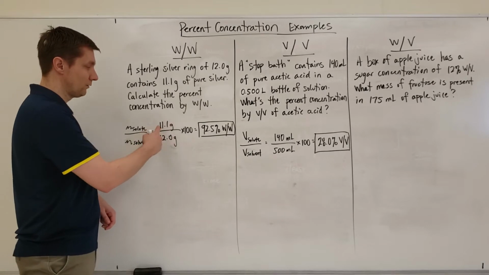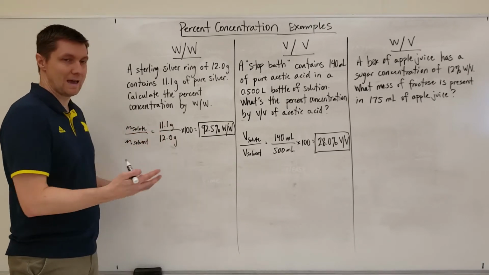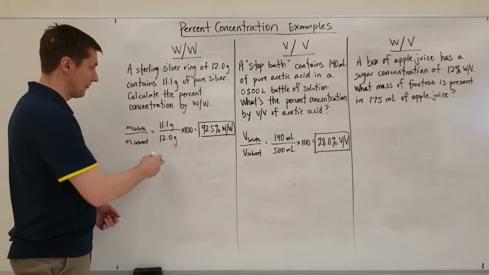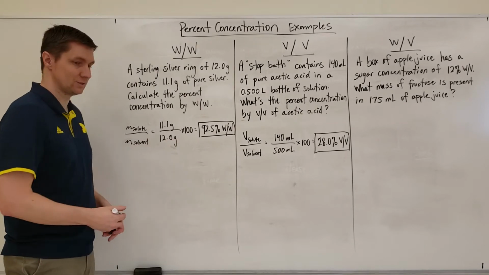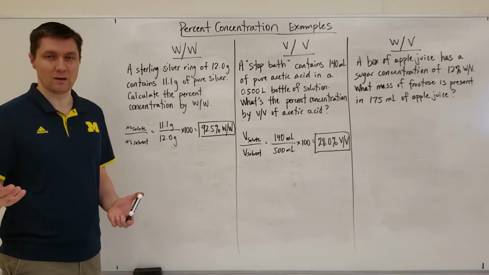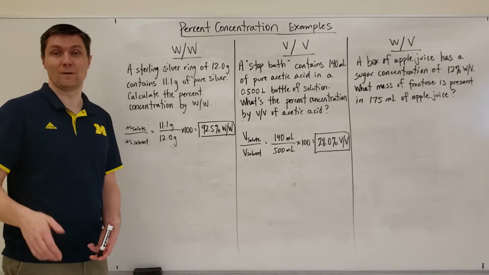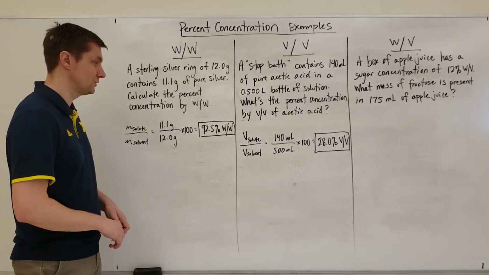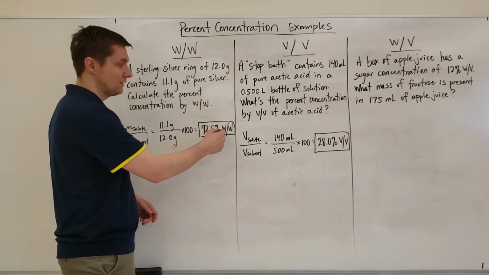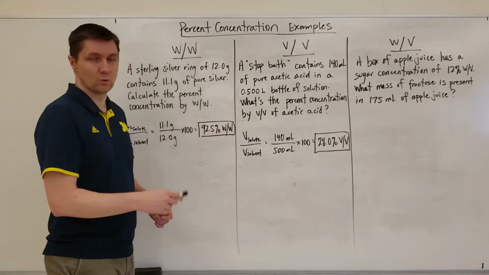So 11.1 grams is the mass of the solute. 12.0 grams is the mass of the solvent, and then you just multiply it by 100 to get a percentage. And in this case, we get 92.5, making sure to round your answer to the correct number of significant digits. 92.5% weight per weight, or weight to weight.